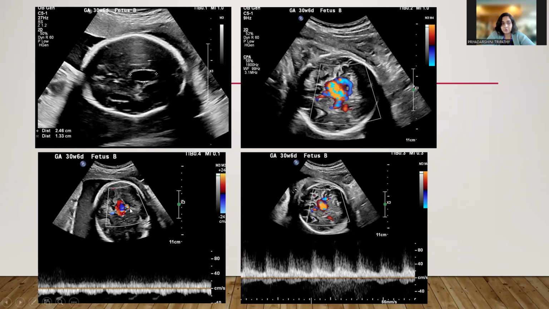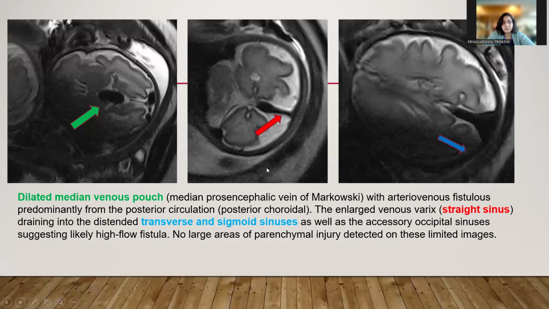And the third picture shows the venous blood flow, which is the low resistance blood flow, and the fourth picture shows the arterial flow, which is the high resistance flow. Coming to the fetal MRI, you can see the dilated median venous pouch, which is basically the median prosencephalic vein of Markowski with the AV fistula.